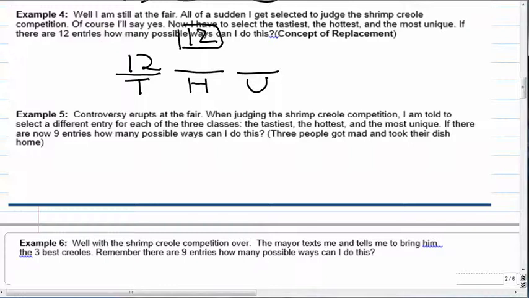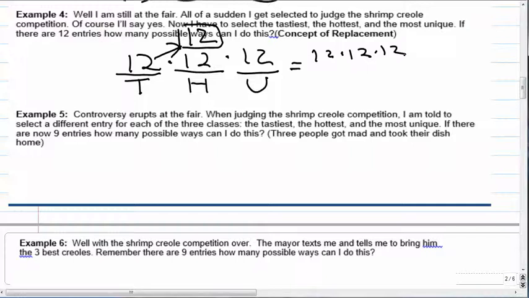So, I'm saying that once I pick the tastiest, you can go back and sit down because you could be picked to be the hottest. Go back because you could be picked to be the most unique. So I get 12 times 12 times 12.